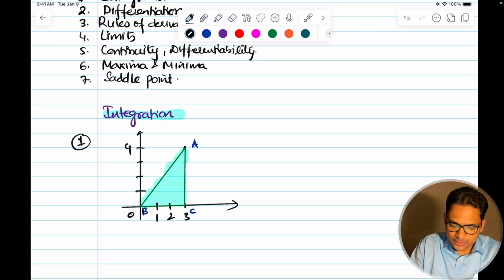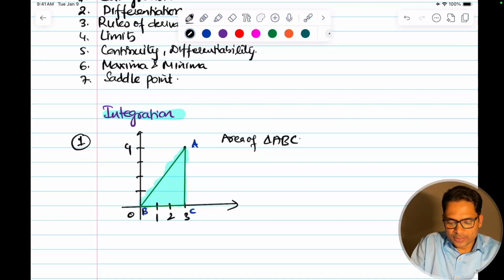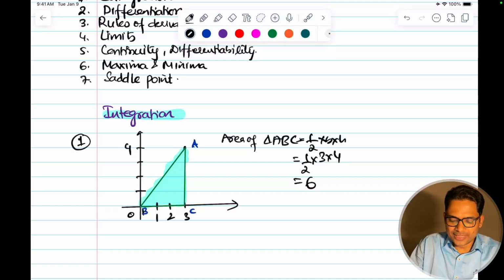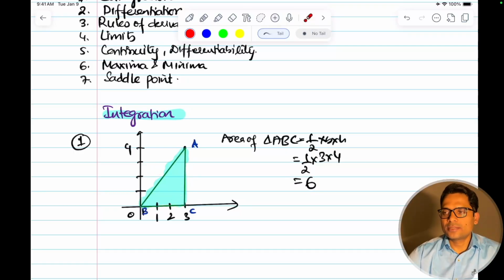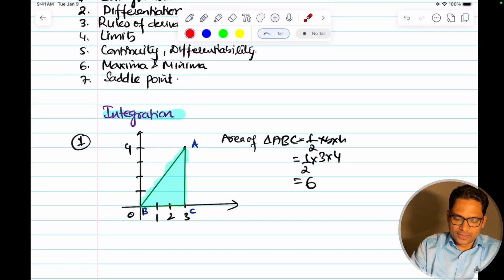We know this already. The area of triangle ABC is equal to half into base into height. Simple, mathematically we know this. This is half into base, which is 3, into 4. So this will be equal to 6 units, the whole area.